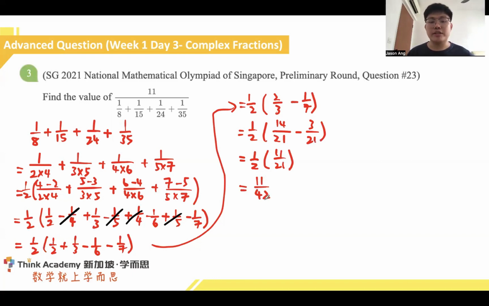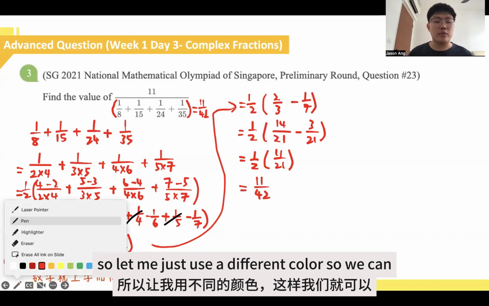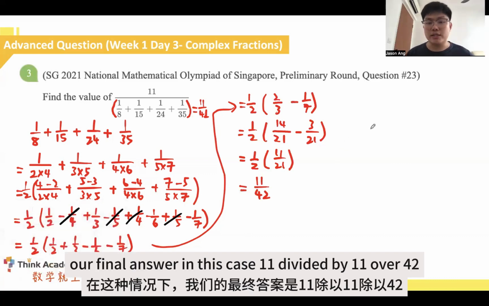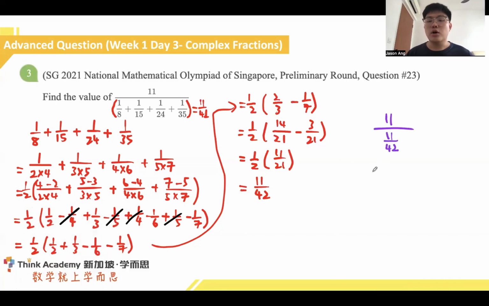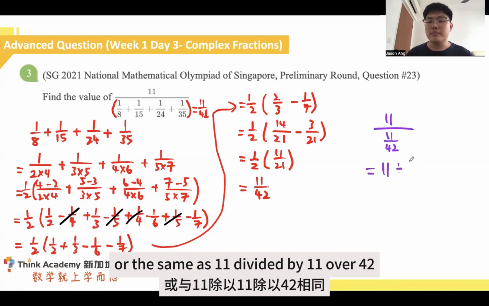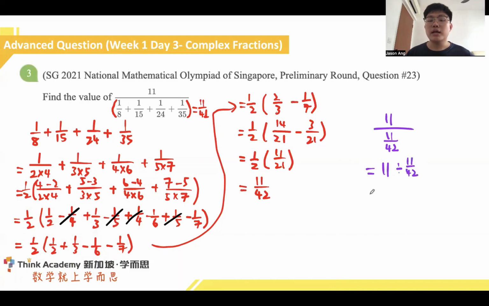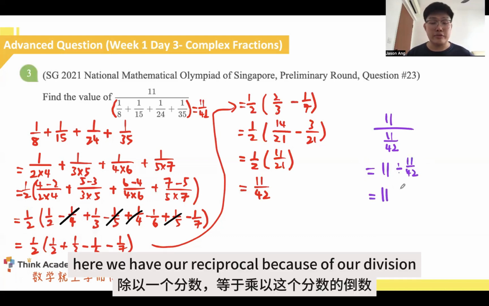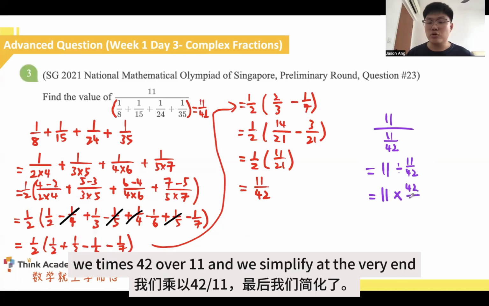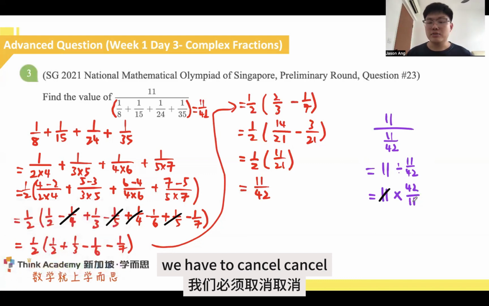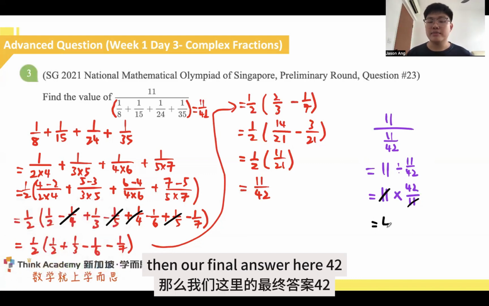With this fraction, now we will plop it in because this entire chunk over here is now equal to 11 over 42. Let me just use a different color so we can observe them separately. Our final answer in this case is 11 divided by 11 over 42. Here, we have our reciprocal because of our division. We multiply by 42 over 11, and we simplify at the very end. We have to cancel. Then our final answer here is 42.